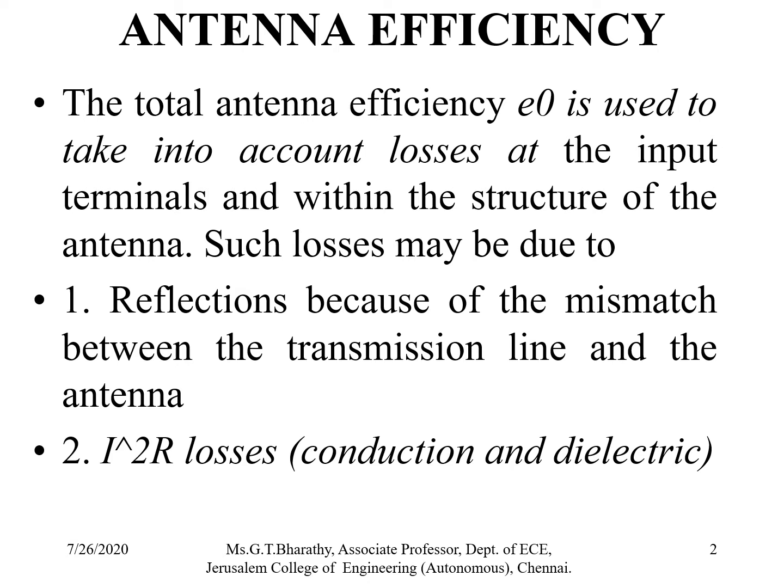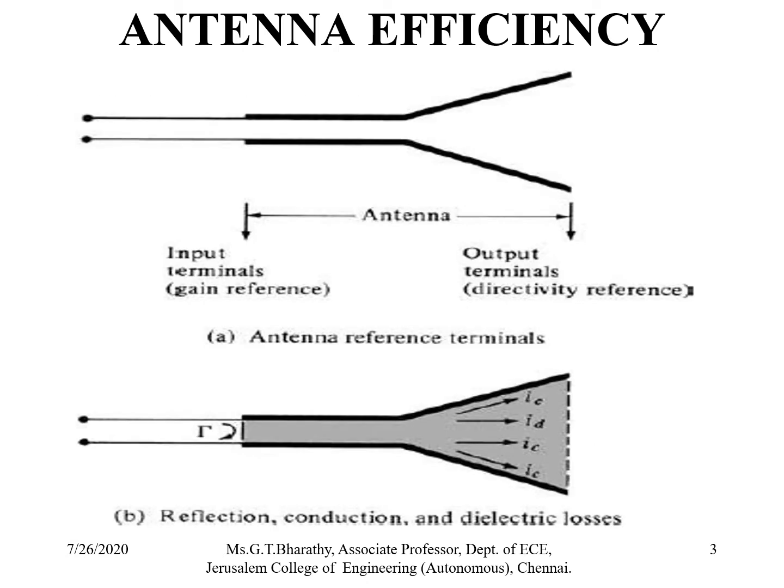So in the previous class we saw what is the antenna efficiency. We saw that the antenna efficiency depends on two main losses, such as the I square R loss and the reflection loss. The I square R loss is a combination of conduction loss and dielectric loss. We saw the diagrammatic representation of the same. In the diagram we can see the reflection loss is represented by the reflection coefficient, the conduction loss is represented by IC, and the dielectric loss is represented by ID.